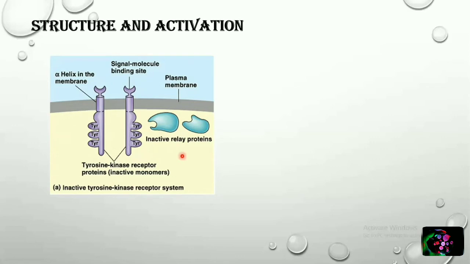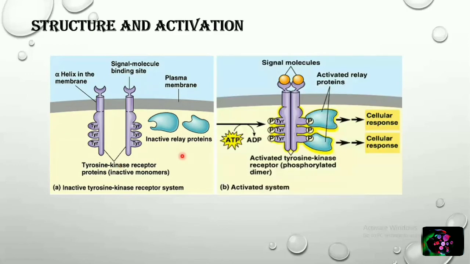Then how does it activate? What is the exact activation procedure? There are 4 activation steps. The first one is that the receptor tyrosine kinase starts with inactive monomers, and each has a signal binding site. The next step is that these monomers combine to make the dimers.